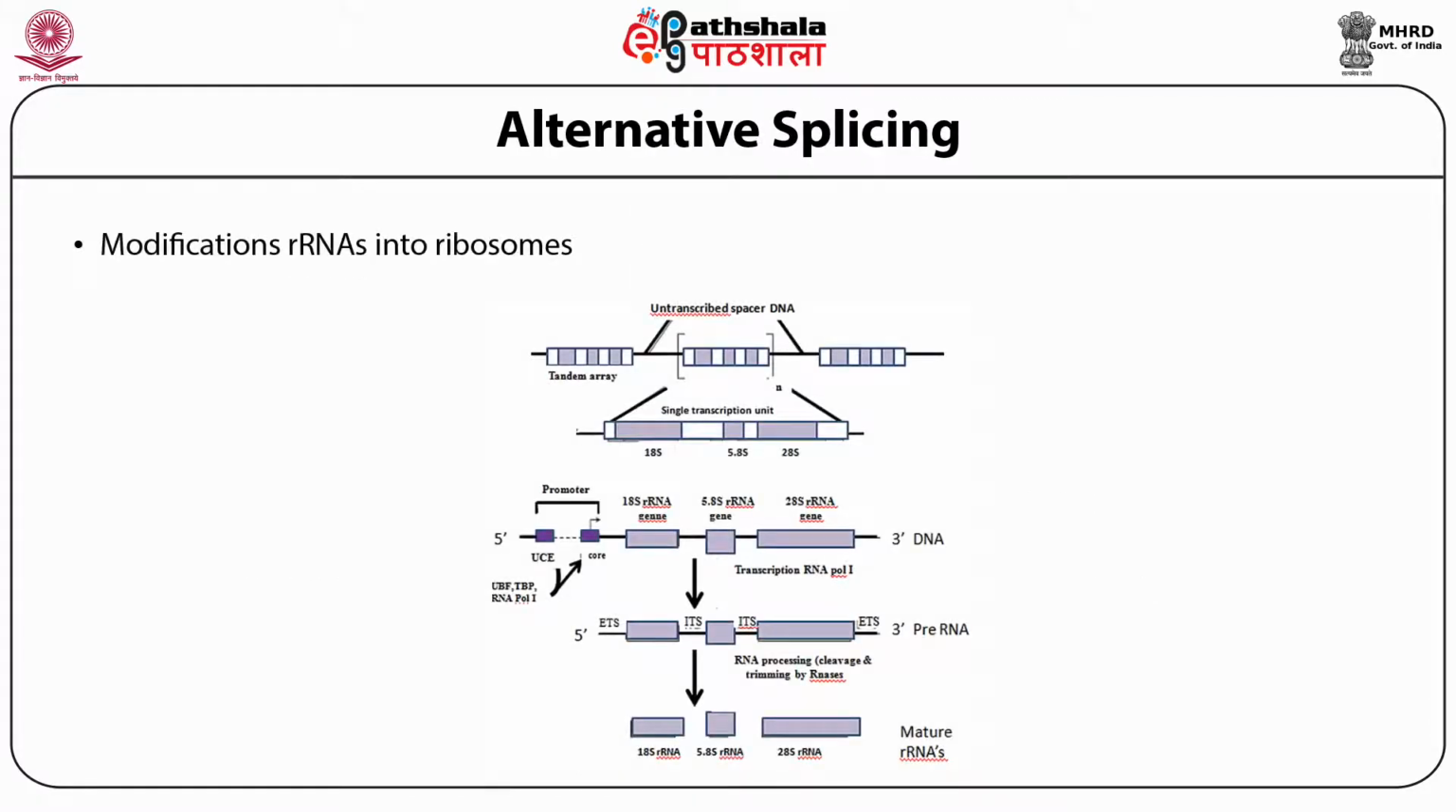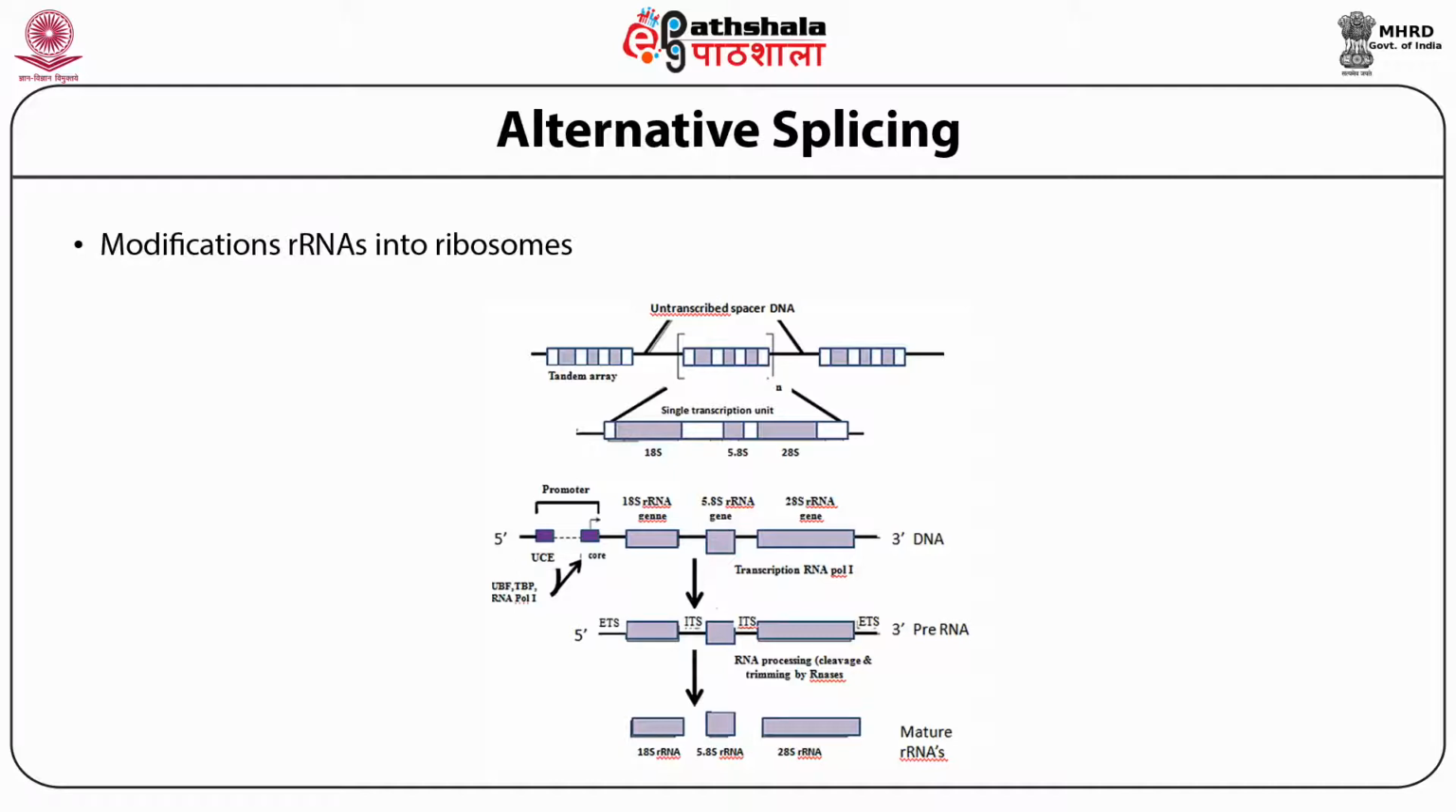Modifications of rRNAs into ribosomes in eukaryotes. A similar processing is also observed in eukaryotic rRNAs. The ribosomal genes 28S, 18S and 5.8S rRNA are clustered together, and this cluster of genes is tandemly repeated with untranscribed spacer DNA in between. The transcription units are present in large number. For example, in humans itself, the number is approximately 200.